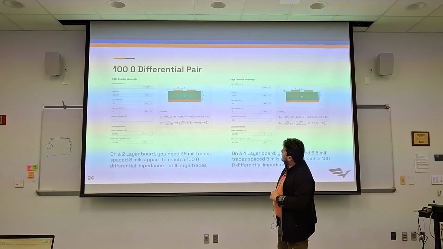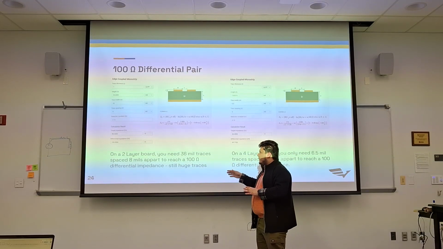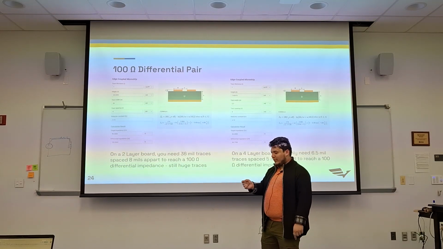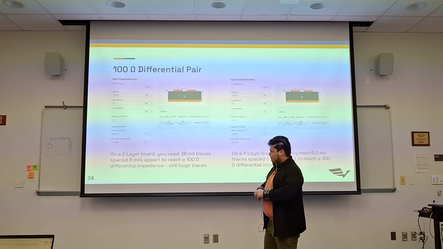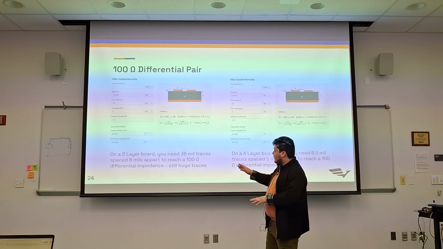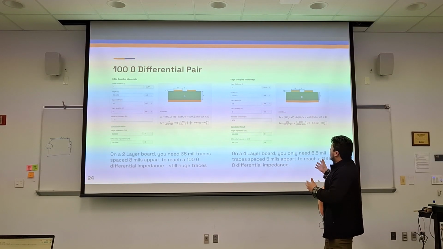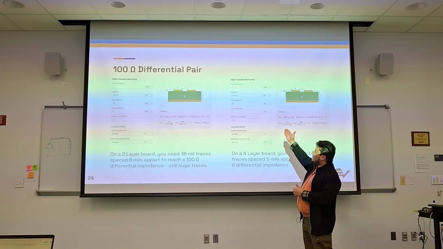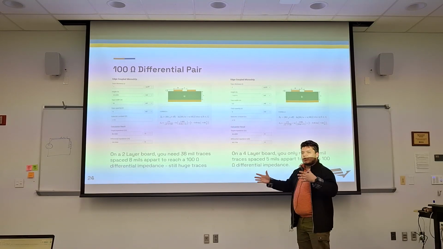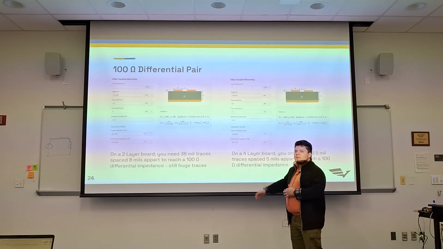I think this is on the 2-layer board, it's a little better, only 36 mils for traces, but those are still massive. 36 mils, when you consider the boards that you're routing, that's a lot of space. That's a lot of copper, and they have to be spaced at 8 mils apart for that 100 ohm differential. But again, with a 4-layer board, we can get away with 6.5 mil traces with 5 mil spacing. So you're able to run more of those. You're able to run more signals around it, and still reach the same 100 ohms.